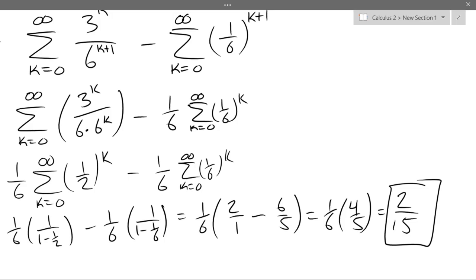Questions? So I skipped an algebra or arithmetic step or two here. I try to show almost every algebra step that I took, though.